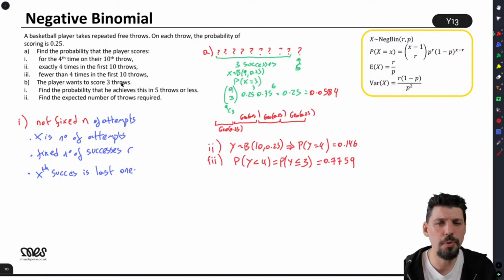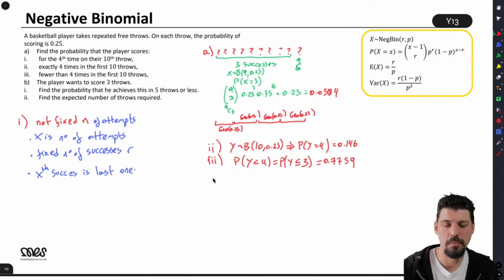So the player wants to score 3 throws. Find the probability that he achieves this in 5 throws or less. All right, so here we want to get 3 successes. Let's use Z. We haven't used Z yet. Z is a negative binomial. We want 3 successes. Probability of success is 0.25. We want the probability that Z is less than or equal to 5.